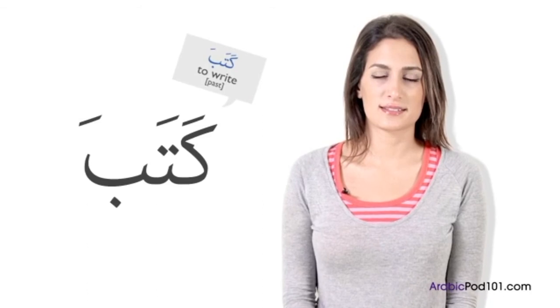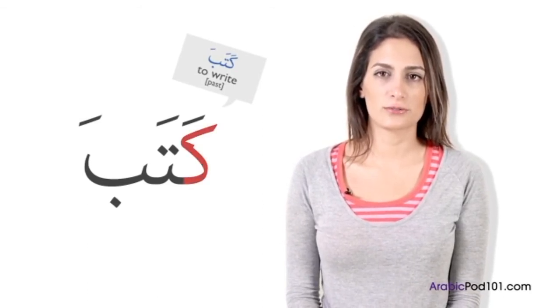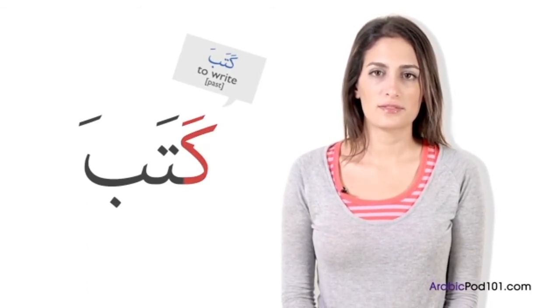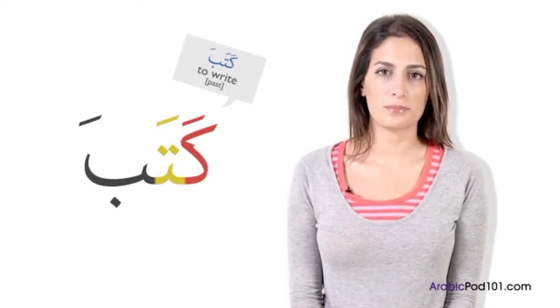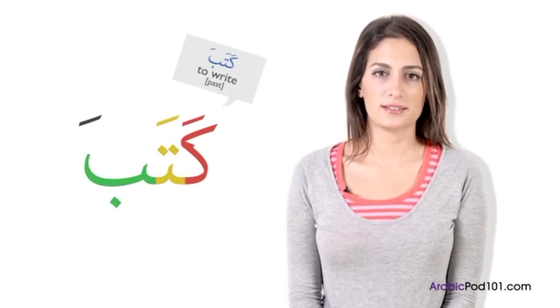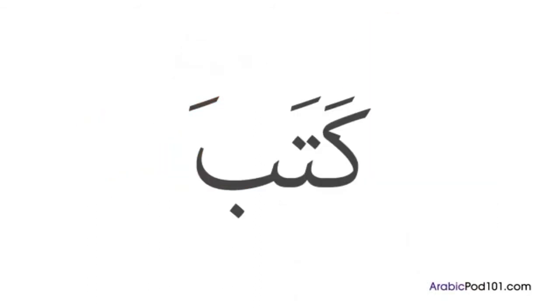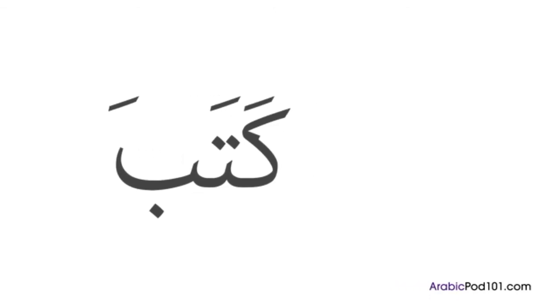The first word is kataba. It means to write in the past tense. Kaf is in the initial form with a fatha on top, followed by a ta in the medial form, again with a fatha on top, and then a ba in the final form, also with a fatha. Let's try and write it together. Kataba.